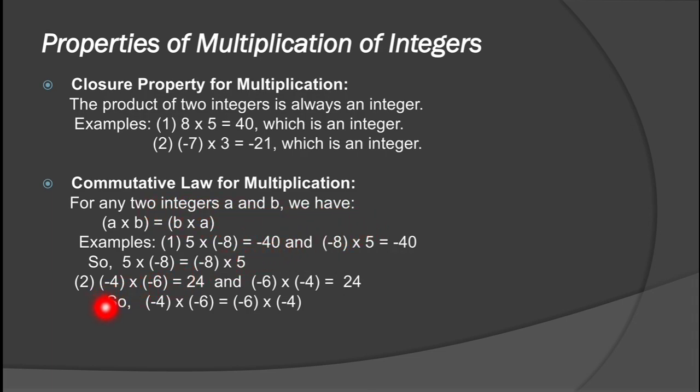Again, in the second example, you can see that we have two integers, minus 4 and minus 6. First we multiply minus 4 by minus 6, we get the value 24, and again we multiply minus 6 by minus 4, but again we get the same result, 24. Hence it is clear that either we multiply minus 4 by minus 6 or minus 6 by minus 4, we get the same result of 24. Hence we can say that the integers follow the commutative law for multiplication.